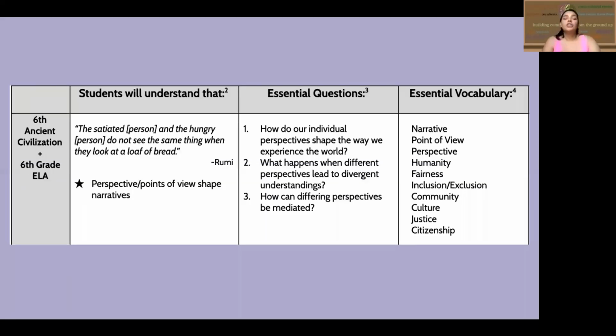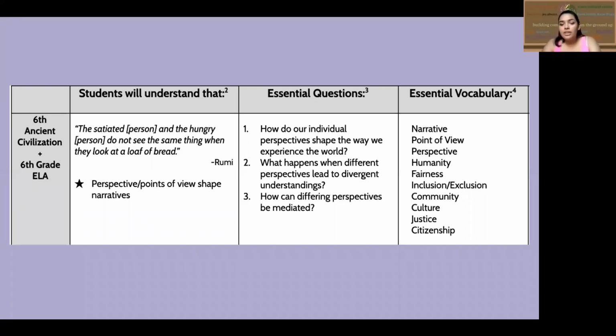Starting in their 6th grade year, students will be taking 6th grade Ancient Civilization and 6th grade ELA, just the standard classes you take that year. But while doing that, students will be asked questions such as, How do our individual perspectives shape the way we experience the world? What happens when different perspectives lead to divergent understandings? How can differing perspectives be mediated?